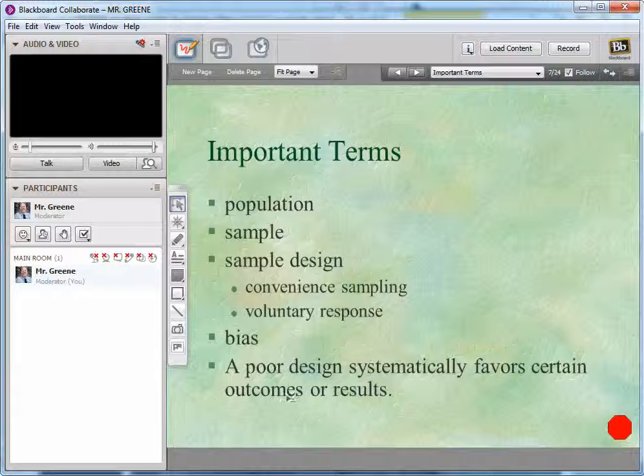A poorly designed sample systematically favors certain outcomes or results. That's what a bias will do to you.